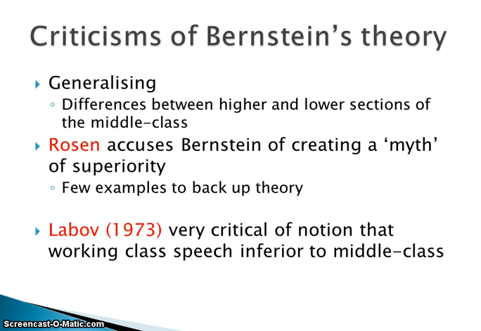Some criticisms of Bernstein's theory, and that is it's very generalizing. It presumes that everyone from middle class has the same language. Well, what about those from lower ends of middle class and those who are higher middle class? Their backgrounds are going to be very much different. So there's this generalization that everyone has the same idea. Rosen believes that there's a myth of superiority, and that there are few examples to actually back up the theory that elaborate and restricted code play that much of a difference in educational success.